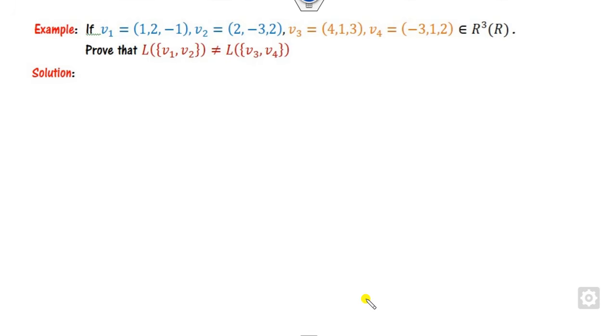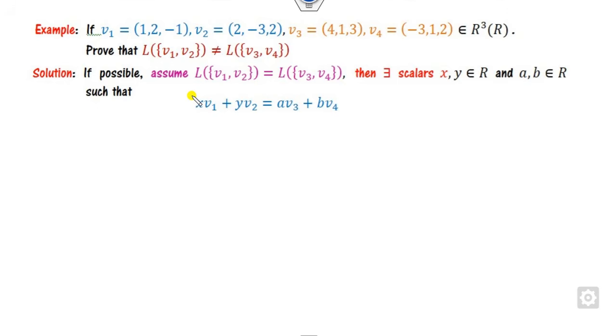Look at another example here. In this case, you have to prove that the linear span of this is not equal to the linear span of this. Again, you can take this as my S and this as my T. So your target is to prove this is not the same. How can you prove that? Again, we will follow the same approach. Assume that it can be written this way.